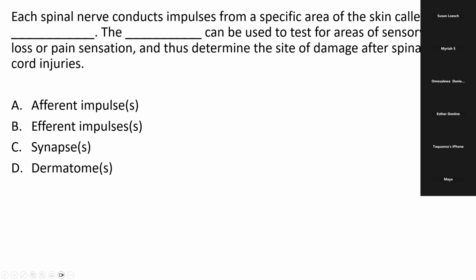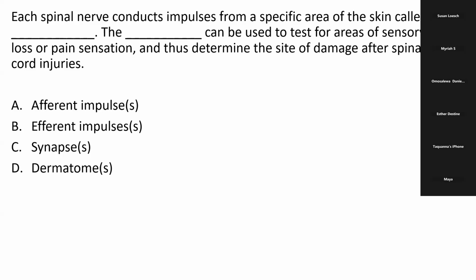Each spinal nerve conducts impulses from a specific area of the skin called a blank. The blank can be used to test for areas of sensory loss or pain sensation and determine the site of damage after a spinal cord injury. D, dermatomes. Okay, D, dermatomes. What is A?